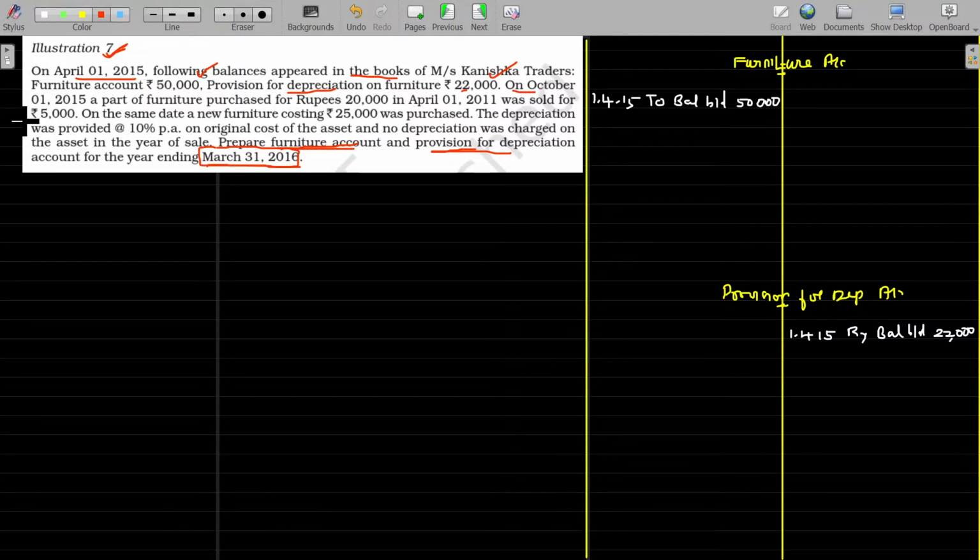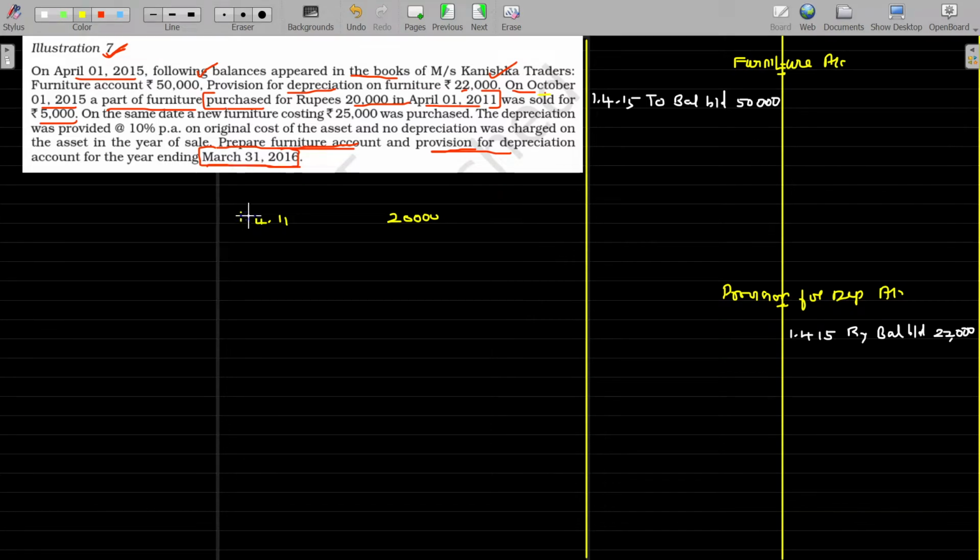On October 1, 2015, a part of furniture which was purchased for rupees 20,000 on April 1, 2011 was sold for rupees 5,000. Sometime earlier, on 1/4/11, an asset was purchased for 20,000. On which date is it sold? On 1st October it is sold.